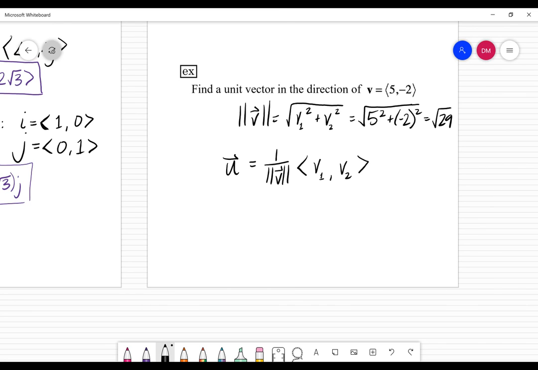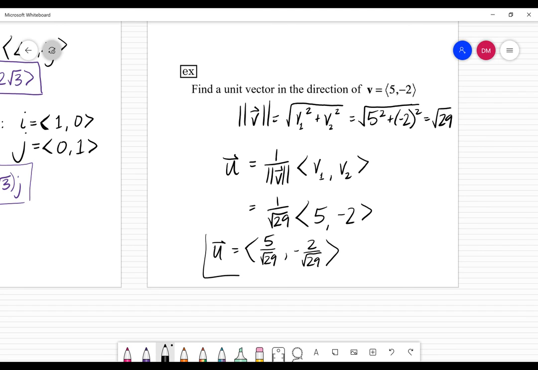All right, so we are going to go ahead and take 1 over the square root of 29, and we're going to use that as a scalar multiple for 5, -2. So lucky us, we can just say our unit vector looks like 5 over root 29, comma, -2 over root 29, and because we have made it this far, that is sufficient as a final answer.